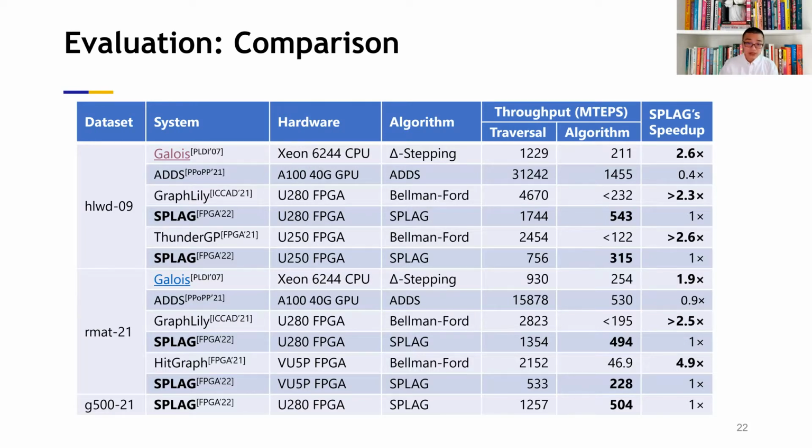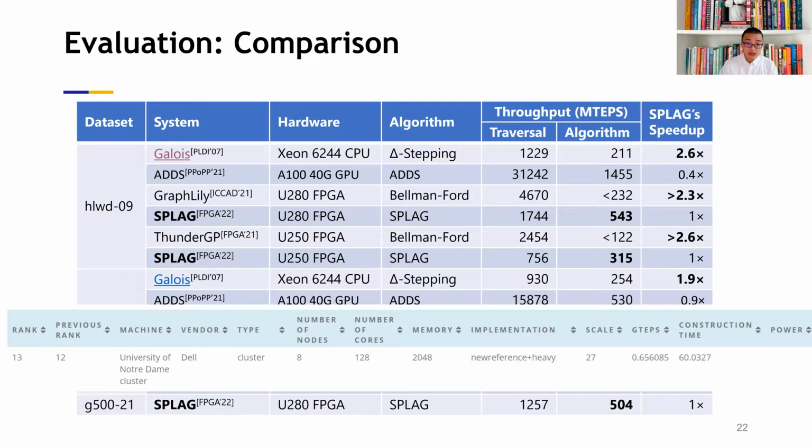This is because the baseline FPGA accelerators do not support removing redundant edge traversal as Splat does, and while they can achieve higher traversal throughput, the algorithm throughput is lower. Note that to make a fair comparison with non-HBM FPGAs, we ported Splat from U280 to U250 with appropriate resource constraints.